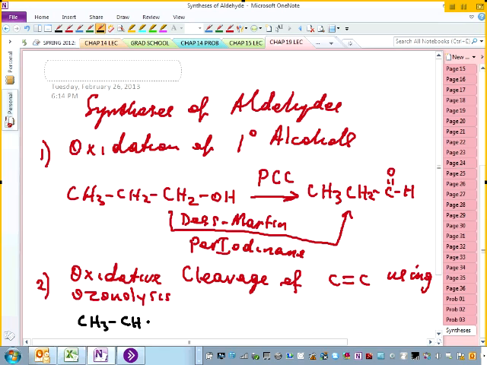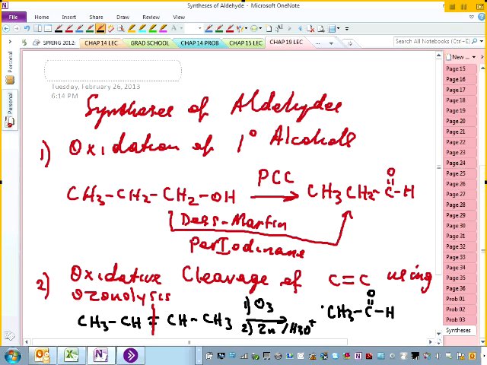If you take this alkene, and you take ozone, step one, and then you follow that with what reagent? Zinc, exactly. Zinc in acid. In this case, you will get two molecules of aldehyde, because what are you doing? You are cleaving this molecule right here. So you get two molecules of an aldehyde.